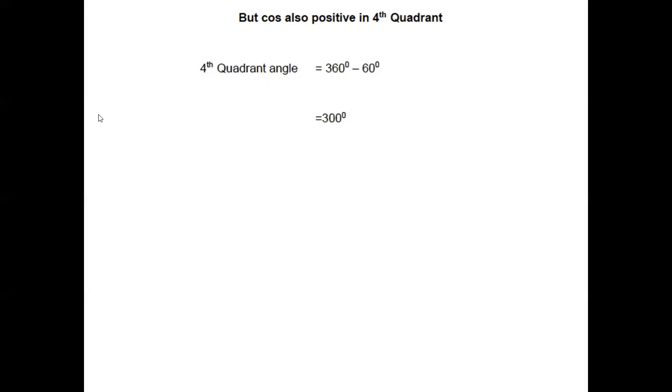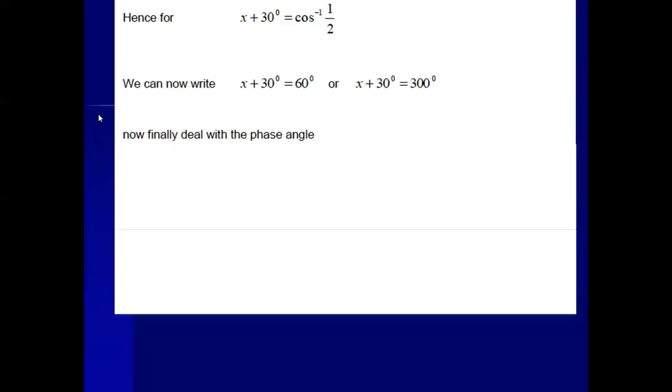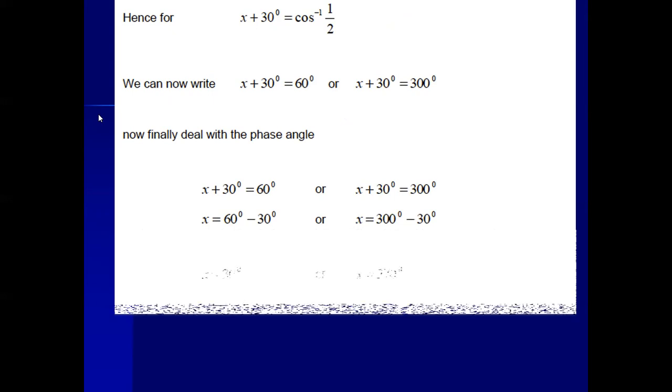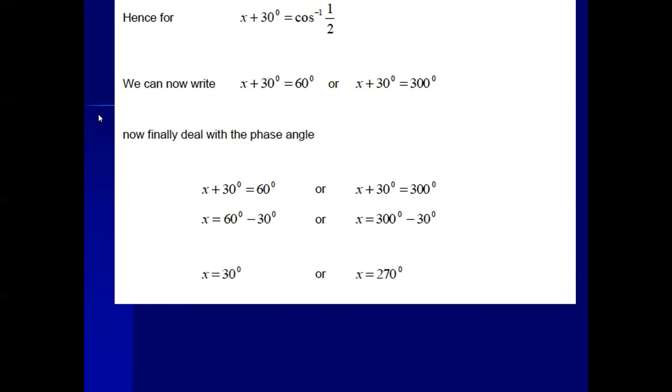But remember, I've found here x plus 30. Now, how do I find x? Minus 30 both sides. So that's what they mean by keep it right to the end. Because I was looking for x itself instead of x plus 30, you do minus 30 for this one and minus 30 for that one. And that gives you your answer, x equals 30 or x equal to 270.